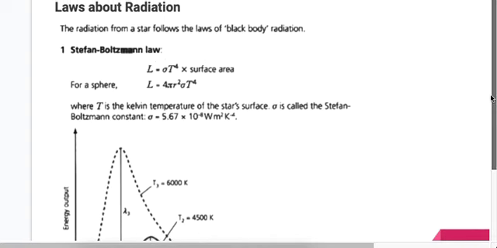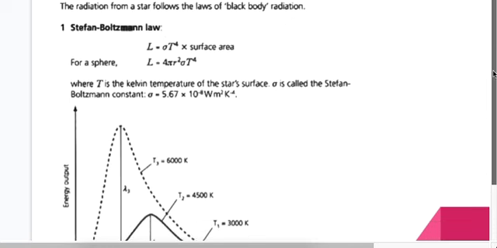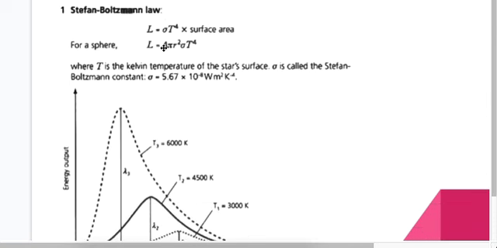And then we talk about some laws about radiation. First of all, we have got the Stefan-Boltzmann law. And the radiation from a star follows the laws of black body radiation. Stefan-Boltzmann law says that L is equal to sigma times T to the power 4 into surface area. For a sphere, L is equal to 4 pi r squared times sigma times T to the power 4.